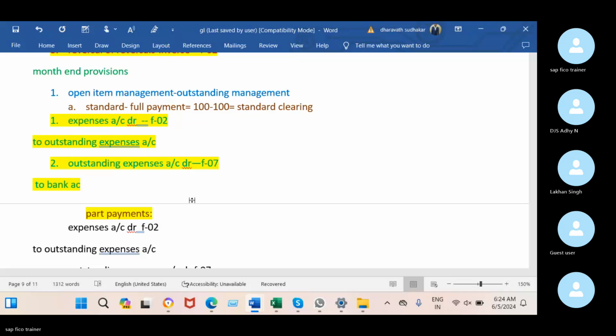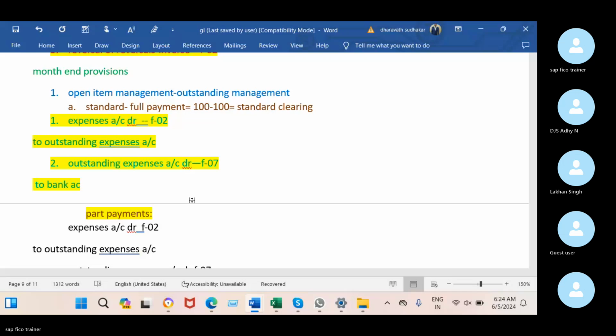In order to make payment, we have three methods: standard clearing, partial clearing, residual clearing. Standard clearing is used to make full payment. Usually, to create an outstanding invoice, the journal entry is expense account debit to outstanding expense. To clear, the journal entry will be outstanding expense account debit to bank. To raise, use F-02; to clear, F-07.